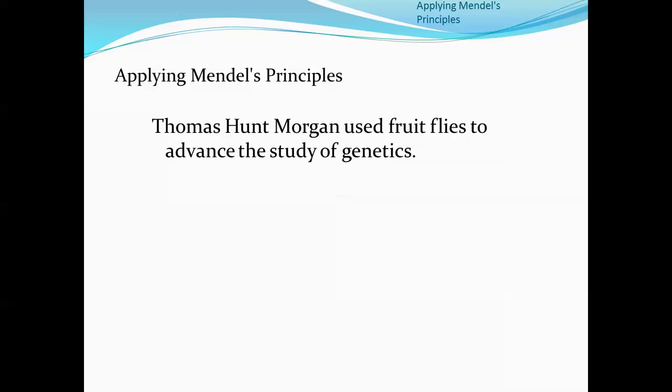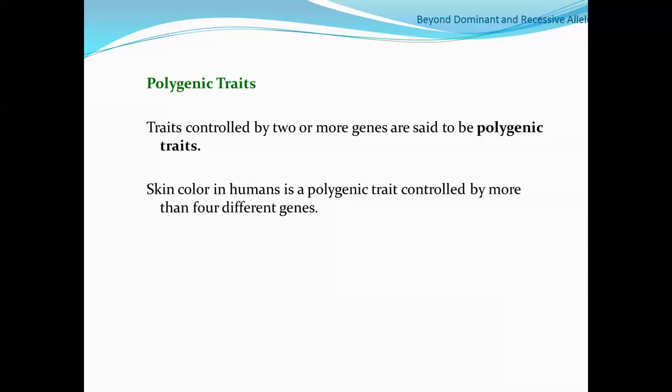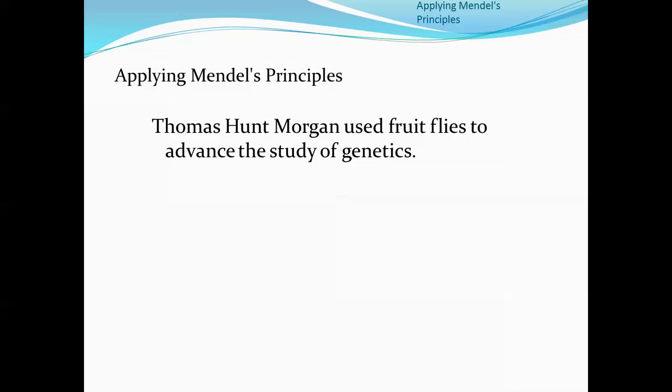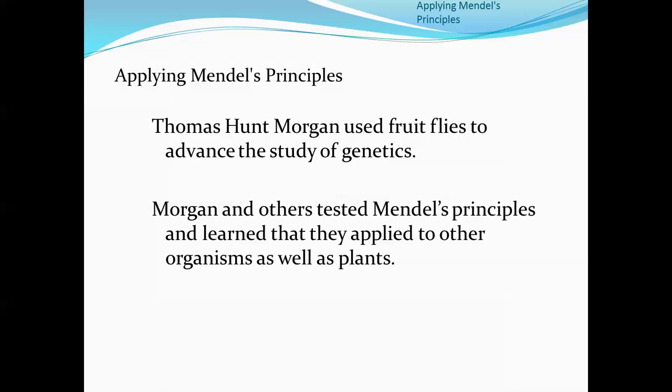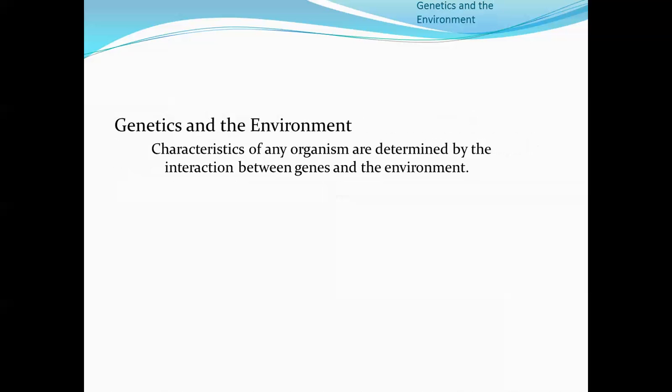Applying all these principles that we just discussed, multiple alleles, polygenic traits, incomplete dominance and codominance, another guy by the name of Thomas Hunt Morgan came along, and he used fruit flies to build on what Mendel was doing. He tested Mendel's principles and learned that they apply to other organisms as well as plants. His principles can be used to study inheritance of human traits and to calculate the probability of certain traits appearing in the next generation. And also, the characteristics of any organism are determined by the interaction between genes and the environment.